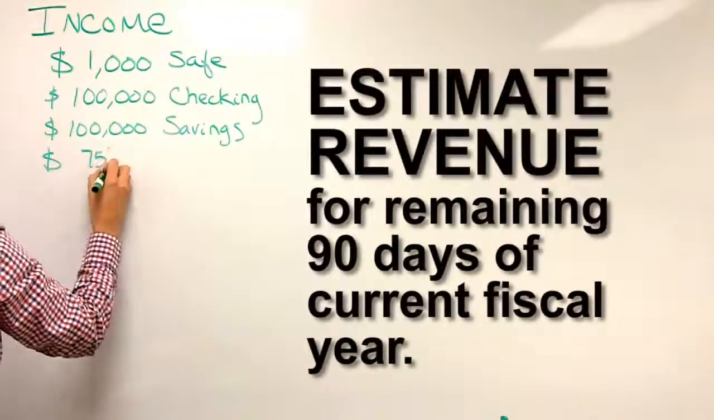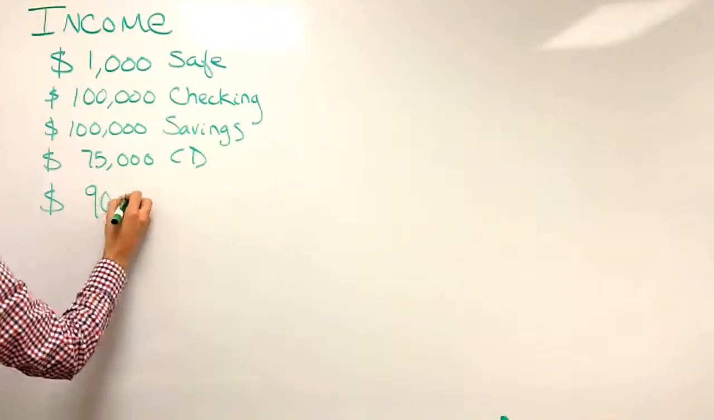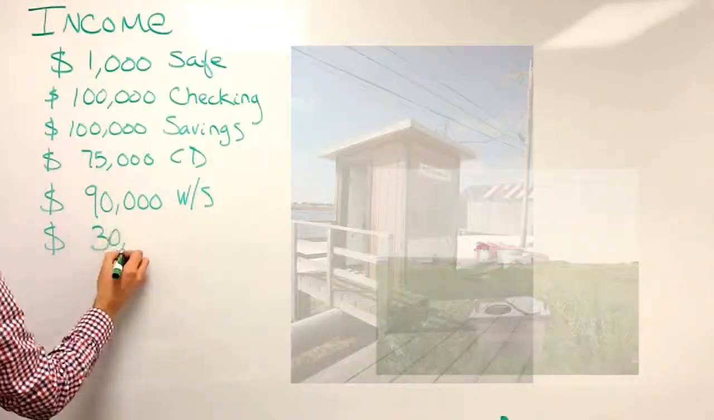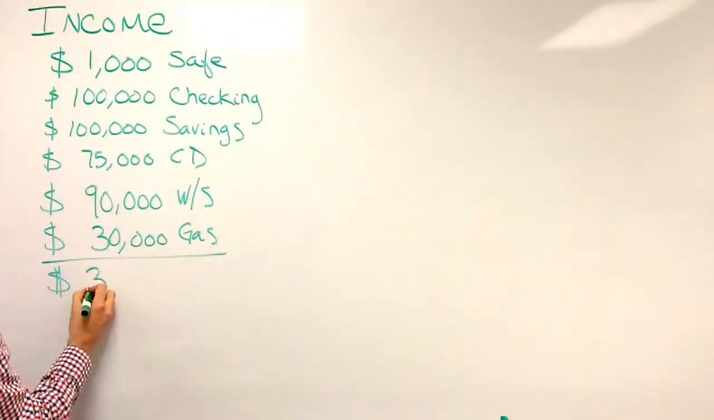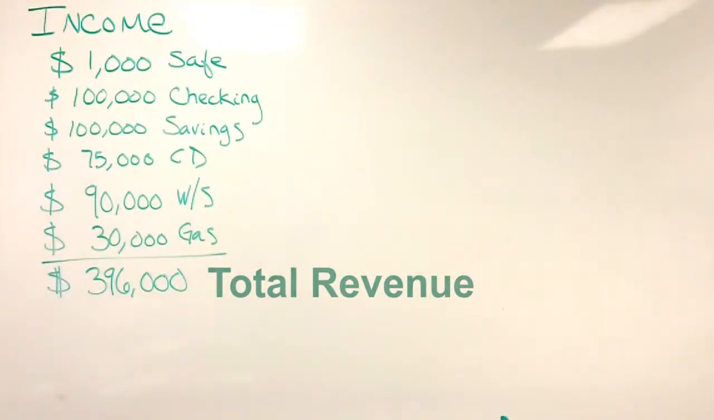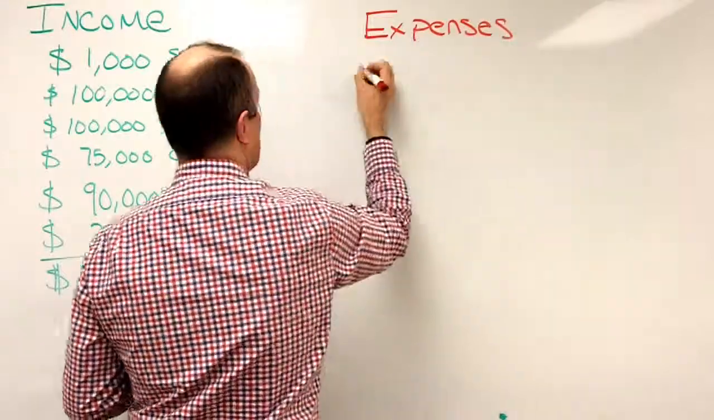Then you want to estimate the revenue you expect to get for the remaining 90 days of the current fiscal year. For example, we think our water and sewer income will be about $90,000, and the gas station will get about $30,000. Now, add all of the total revenue together for $396,000.